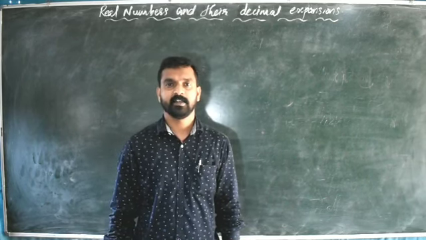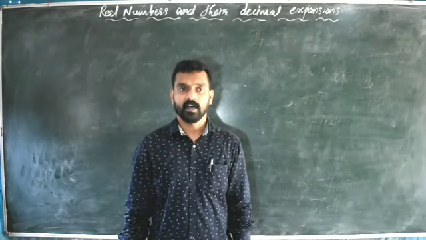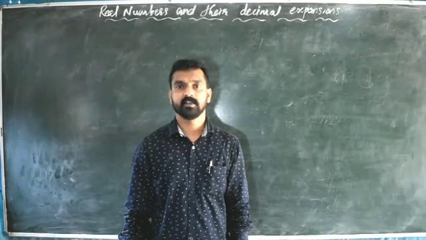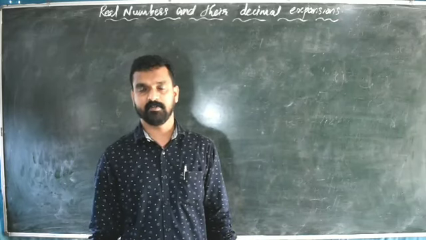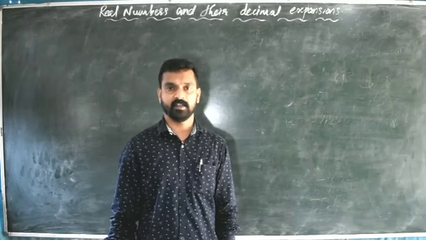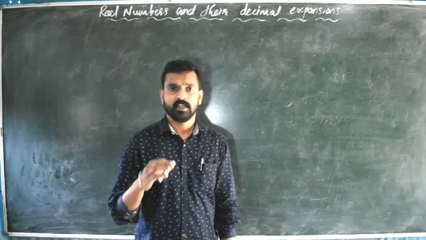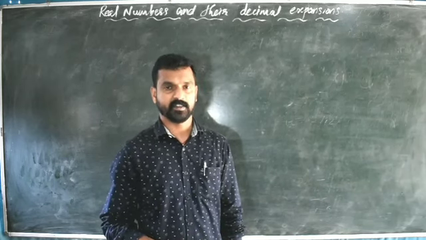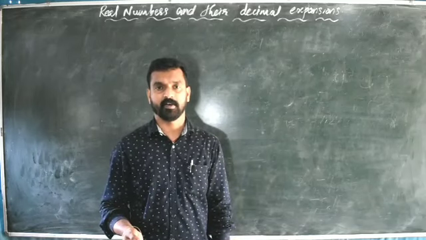We are going to learn real numbers and their decimal expansions. Real numbers, we have already studied that. The collection of rational numbers and irrational numbers together is called real numbers, and it is denoted by the capital letter R. Here we are going to study their decimal expansions. How can we express them as a decimal number?